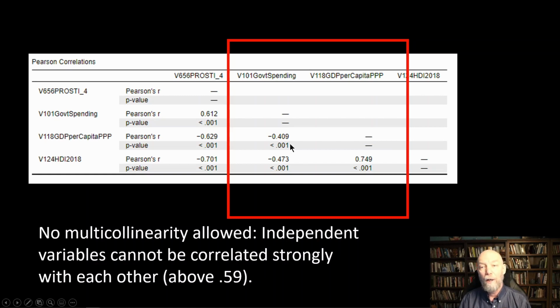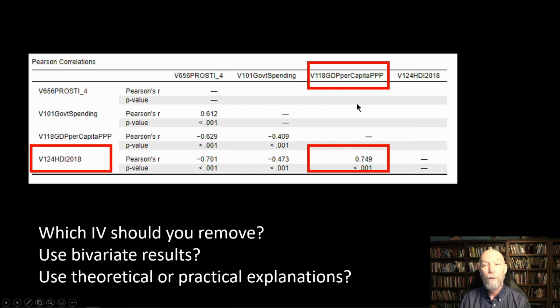So what do I have here? I have a 0.409. Doesn't matter the sign. Negative or positive is direction of effect. We're just looking at strength of relationship here. 0.409, no problem. 0.473, no problem. Oh, 0.749. Too much. Too much correlation between these two variables, between GDP per capita and HDI.